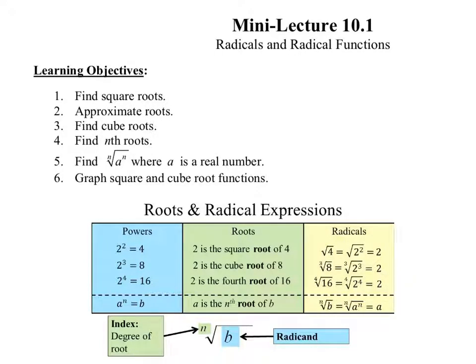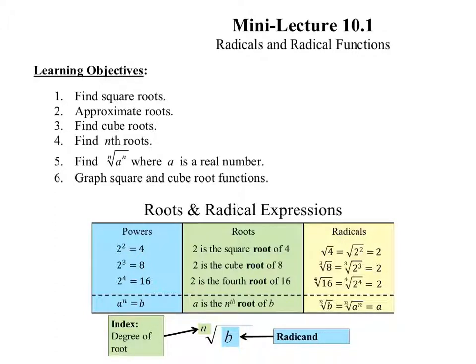In section 10.1, we're looking at radicals and radical functions. Our objectives are to find square roots, approximate roots, find cube roots, find nth roots, and find the nth root of a to the n, where a is a real number, and graph square and cube root functions.